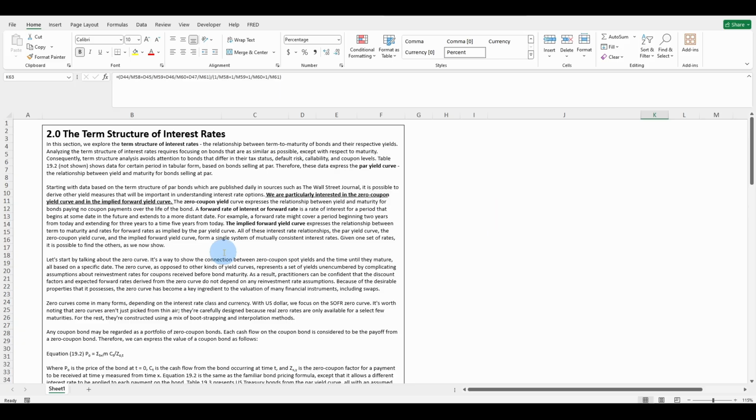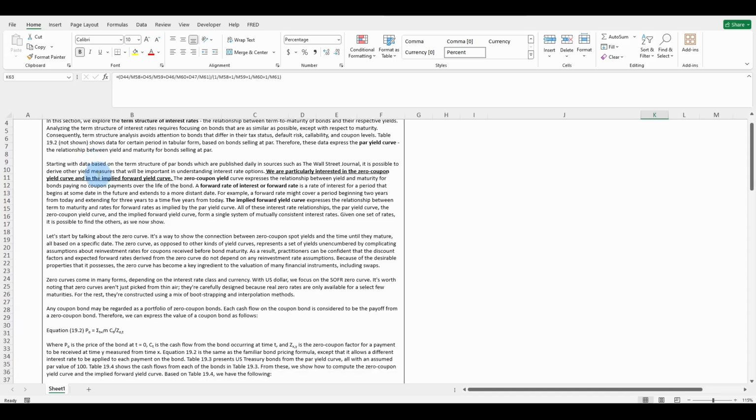I just mentioned it. So in this section, we explored the term structure of interest rates, relationships between term to maturity of bonds and their respective yields. Analyzing the term structure of interest rates requires focusing on bonds that are as similar as possible except with respect to maturity. Consequently, term structure analysis avoids attention to bonds that differ in the tax status, default risk, callability, and coupon levels. Table 19.2, I didn't show it, shows data for certain periods in tabular form based on bonds selling at par.